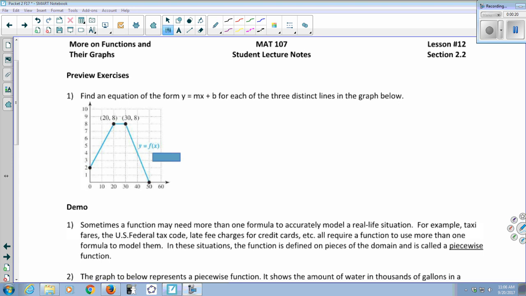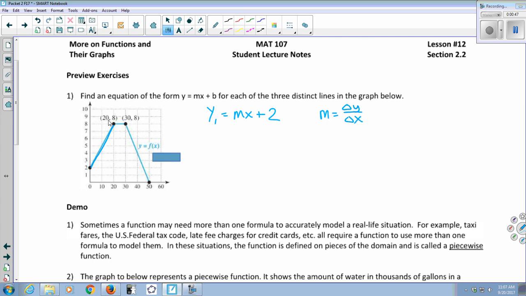Looking at just this first line, I know its y-intercept is 2 because I can see where it crosses the y-axis. I just need to know its slope. I'm going to call this y1. It's mx plus b, where b is 2, and then I just need its slope. To calculate its slope, I do change in y over change in x.